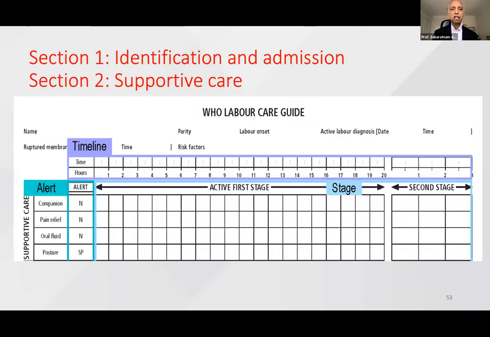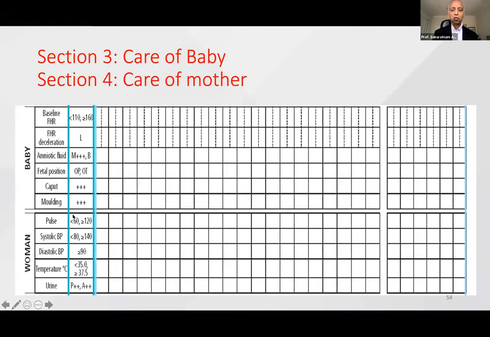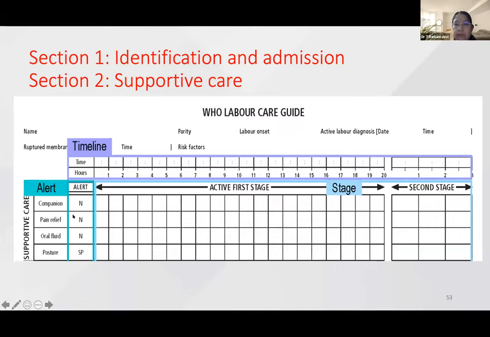Section 1 and 2 is very simple, identifies the mother and admission. So name of the mother, parity, labor onset. The second is actually supportive care. So about the companion, whether the companion is there, whether there is pain relief, whether there is oral fluid, there's posture. So if it is N, it means in the alert parameter, it is no. Yes means it is yes. So every half an hour they are plotted.